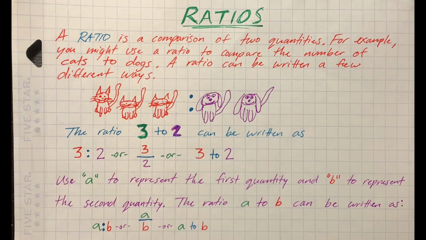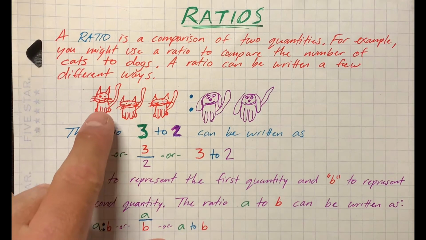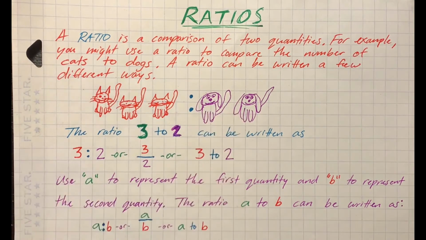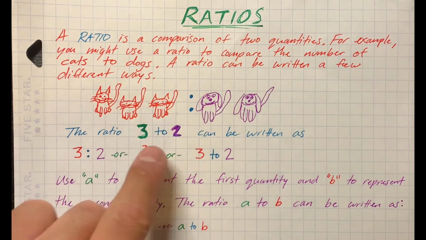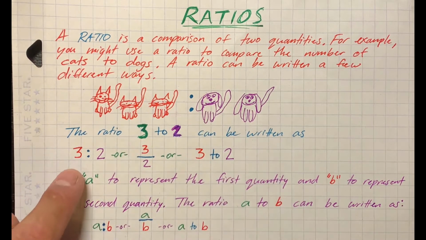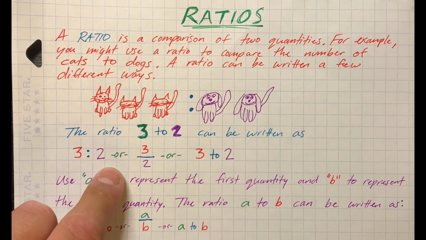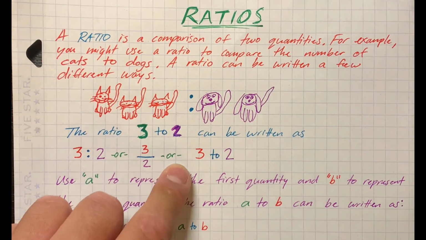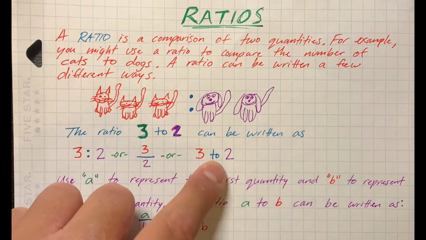So we have a visual here. We have 1, 2, 3 cats, 1, 2 dogs. The ratio 3 to 2, 3 cats to 2 dogs, can be written as 3 cats to 2 dogs, or as a fraction, 3 cats to 2 dogs, or as a word, 3 cats to 2 dogs.